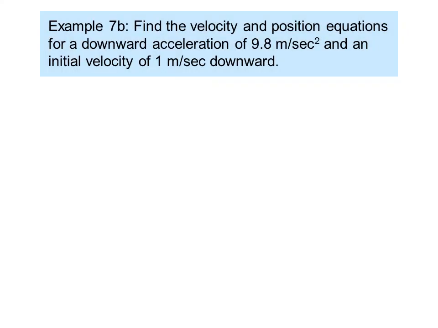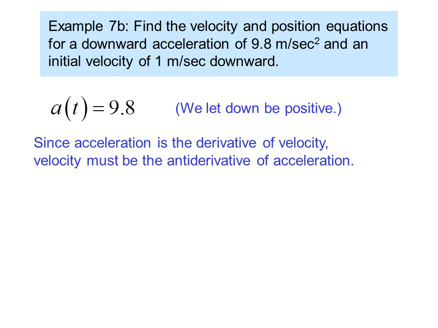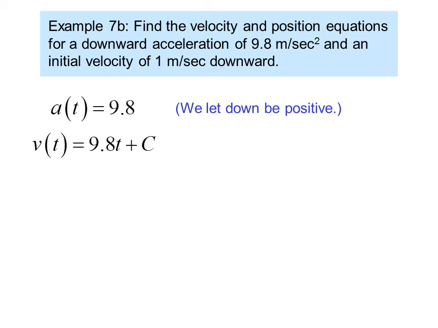Example 7b. Find the velocity and position equations for a downward acceleration of 9.8 meters per second squared and an initial velocity of 1 meter per second downward. So our acceleration is 9.8 meters per second squared, and we'll let down be positive. Since acceleration is the derivative of velocity, velocity must be the antiderivative of acceleration. So we get v of t equals 9.8t plus c.